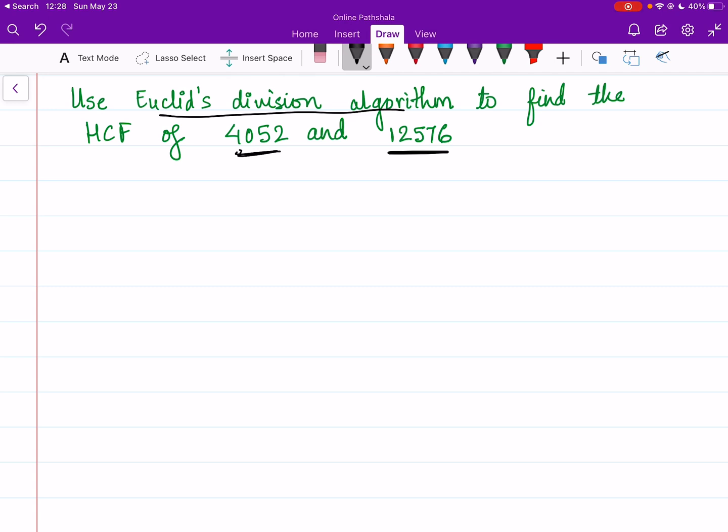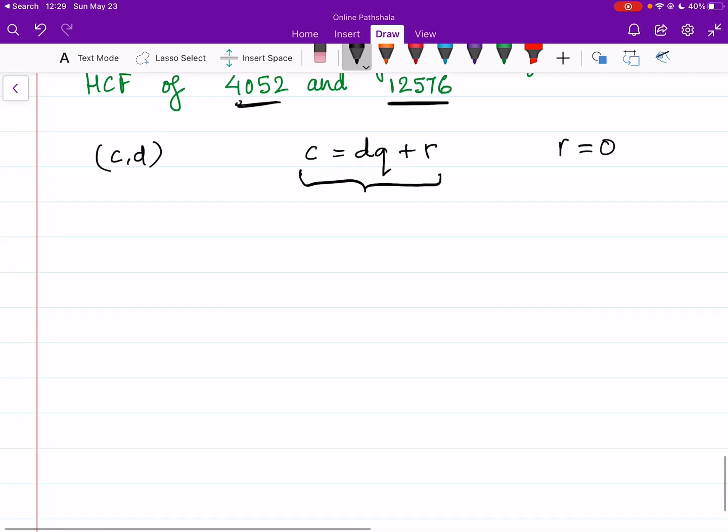Now if you remember, in Euclid's division algorithm, to a given pair of numbers, let's say C and D, we apply the Euclid's division lemma such that C equals DQ plus R, and we keep on applying this iteratively till we get a remainder equal to 0. That is the whole idea. So this is the Euclid's division lemma.